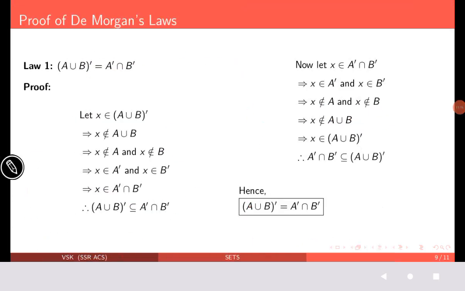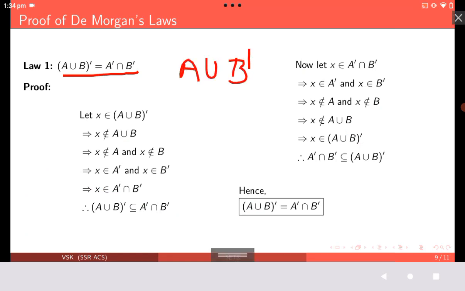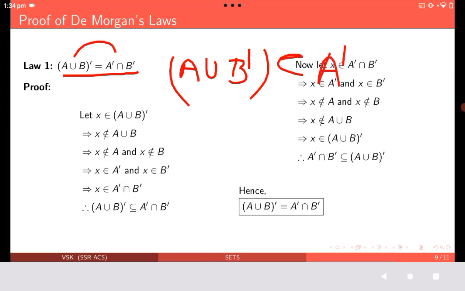Now let us see the proof quickly. How to prove De Morgan's law. If you want to prove this, first of all we have to prove that (A union B)' is equal to A' intersection B', because we have to prove that these two sets are equal. So (A union B)' should be a subset of A' intersection B'. That we'll have to prove.